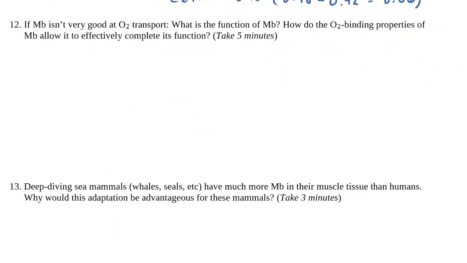So let's go on with question number 13. Deep diving sea mammals, whales, seals, etc., have much more myoglobin in their muscle tissue than humans. Why would this adaptation be advantageous for these mammals? Pause the video, write yourself a sentence.